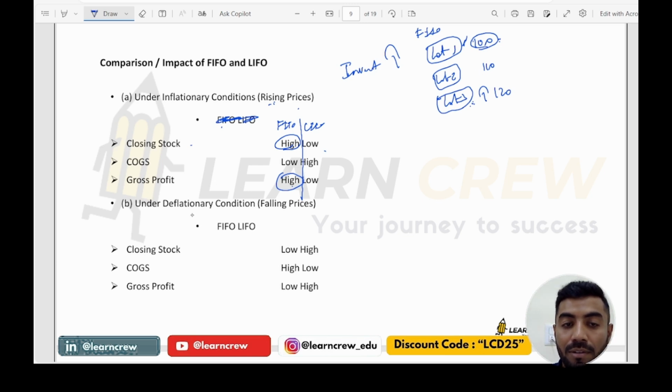Then coming to deflationary condition, that is, prices are falling. When prices are falling, it will be opposite to this. In FIFO, in the inflationary condition, rising prices, we saw this. Here it is low. Similarly, the others also will be found. Closing stock and gross profit have a direct relationship. So if closing stock is reducing, gross profit also will be reducing.